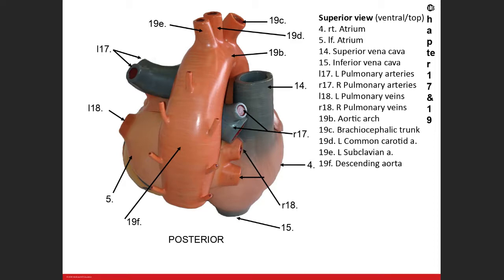I'm telling you, when I send out the Quizlets and whatnot, I would definitely start to work on these, okay? Because we're going to start, not today, but we're going to see a lot of different views of the heart, so it can be a little bit overwhelming there.